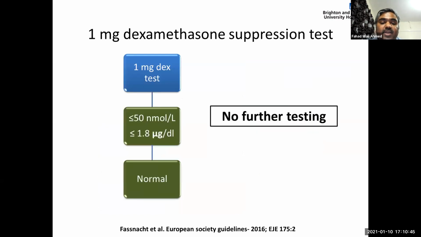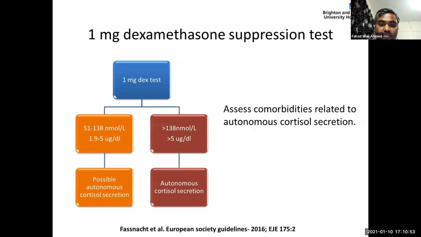So if the test shows that the cortisol level is suppressed, then the test is normal and no further investigation is needed from the hormone point of view. If the patient does not have a cortisol level of 50 or less, and it is more than that, then the patient has autonomous cortisol secretion.